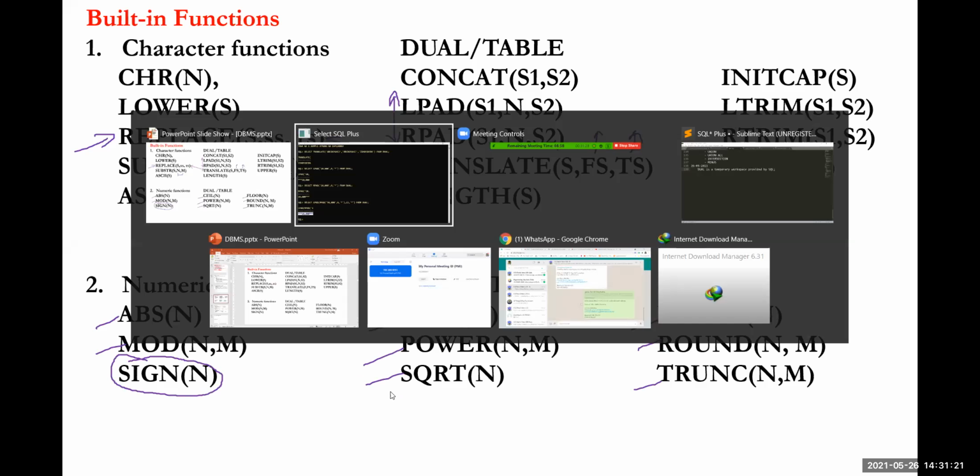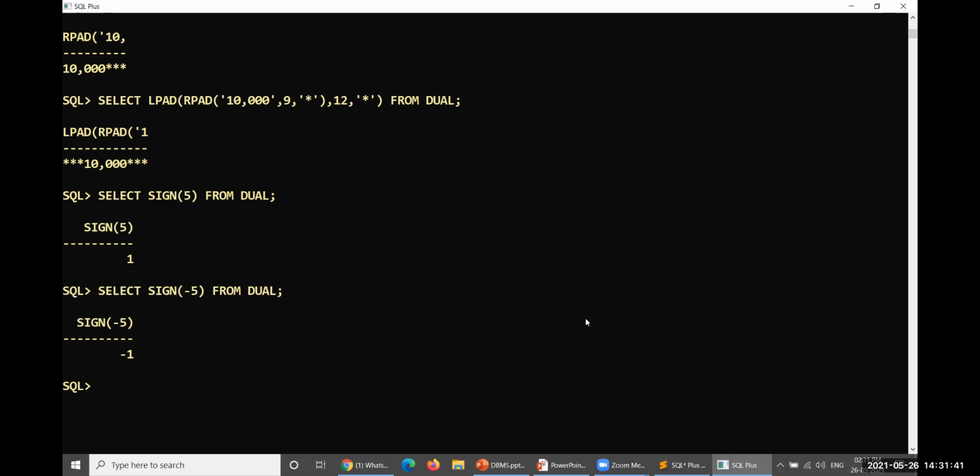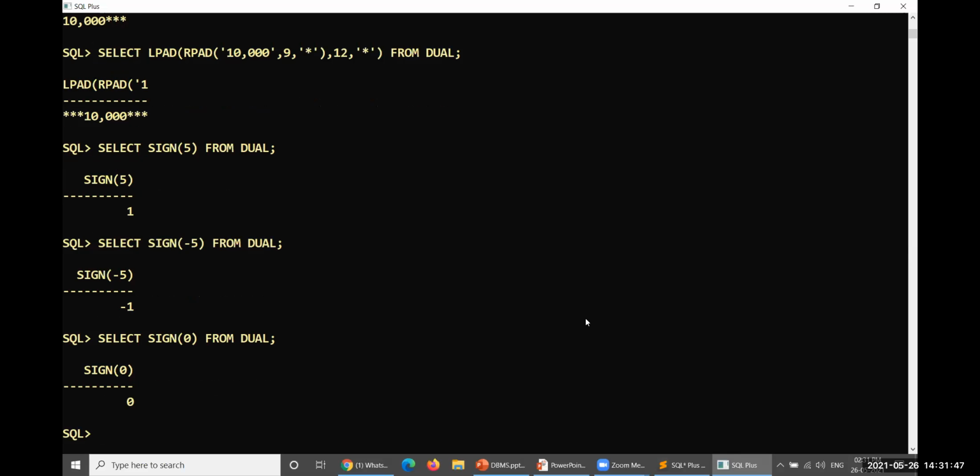So sign, in the sense, what is the signature of a number? Select SIGN of 5 from dual. What is the sign of 5? Whether it is a positive number or negative number. Yes, it is a positive number, so that is 1. And if you operate minus, then it could be displayed as negative 1. And if you operate 0, then it could be displayed as 0. So 3 values could be generated by sign: positive 1 for a positive value, -1 for a negative value, and 0 will be displayed for 0.